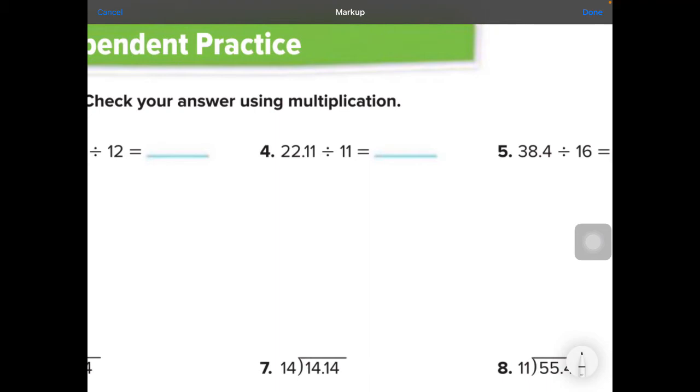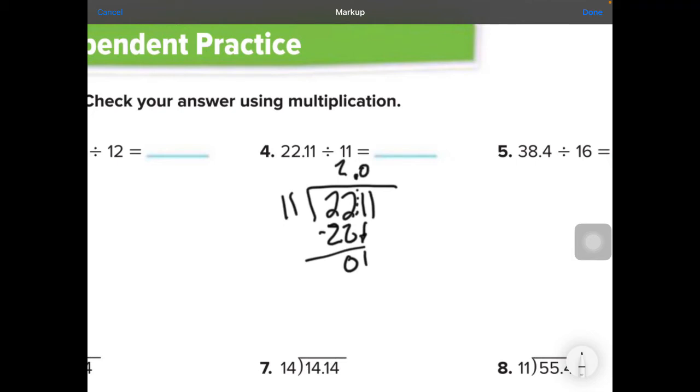Okay, 4. We're going to do 22.11 divided by 11. Of course, we have to set it up like this. 22.11 divided by 11. Okay, so will 11 go into 2? Nope. Oh, first of all, we gotta go dot, dot, dot, dot, splat. All right, now will 11 go into 22? It will. It'll go 2 times. 2 times 11 is 22.